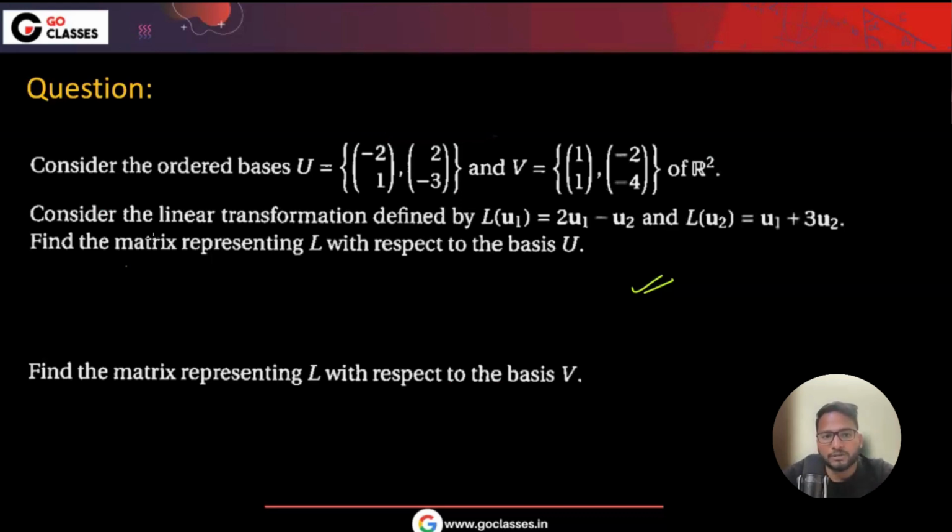So what they are saying, there are two bases. Consider the linear transformation they have given. This is a good question. Just try it out. Can you tell me the answer here? It is easy also. If you want, you can tell me the answer directly. So find the matrix representing U with respect to. If they're just giving the one basis, then it means that the input and output basis is same.